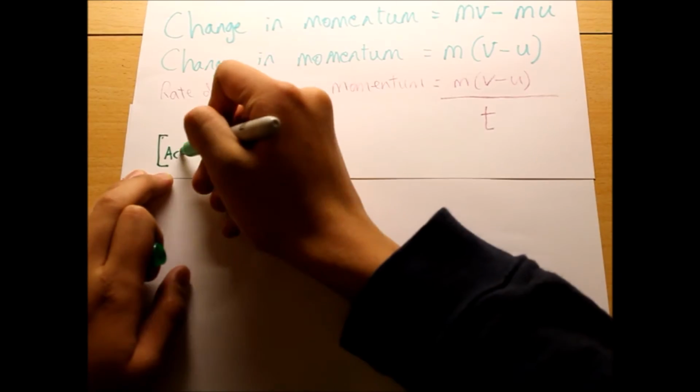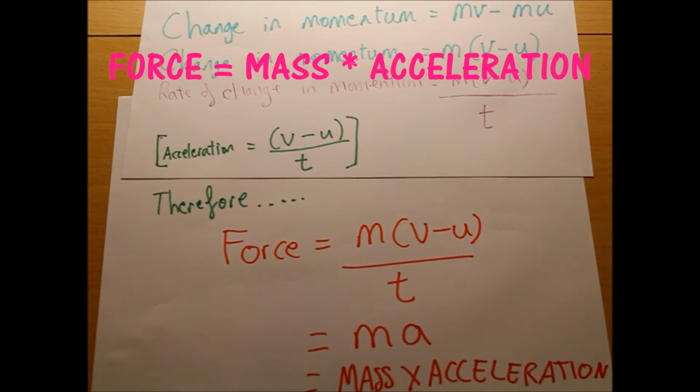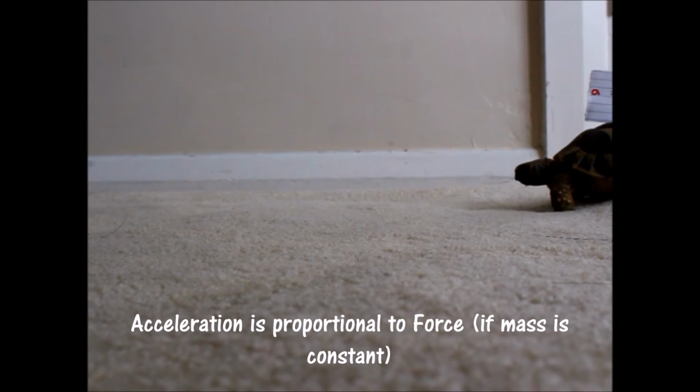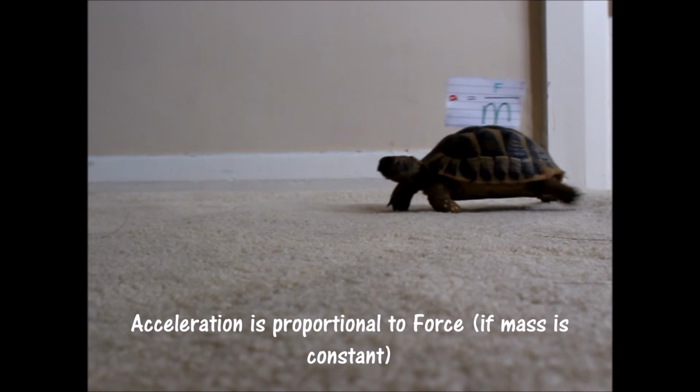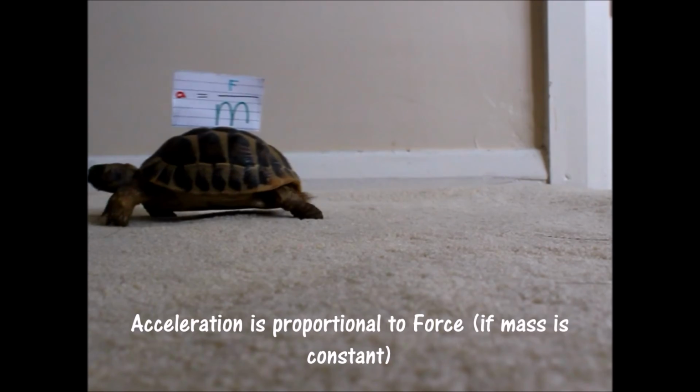We know that acceleration is the change in velocity over time, so we can say that the force is equal to the mass times acceleration. This tells us that the acceleration is proportional to the force as long as mass remains constant. An object with a large mass and a small force applied to it will accelerate very slowly.